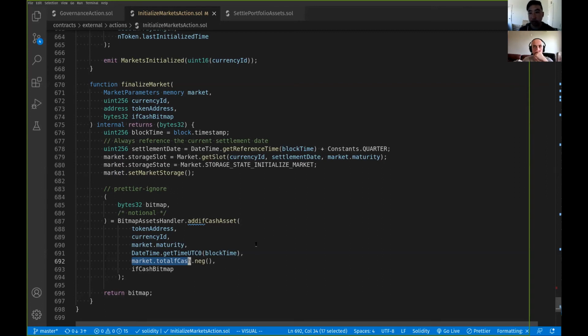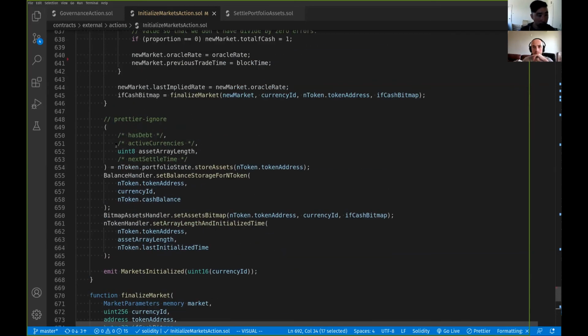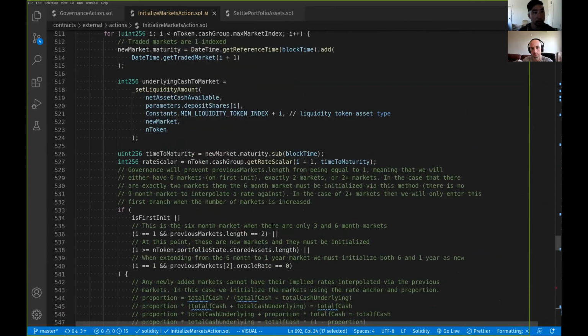We make sure that there's the positive and negative Fcash pair, and that's what we're doing right here. With all those set, we will then set the end token portfolio, the end token storage. So this is just writing all these things that we've calculated to storage. And at this point, we have initialized the markets, and they should now be available for trading, for lending and borrowing for all users.